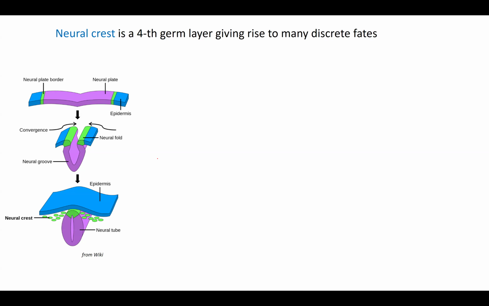Neural crest cells are often called the fourth germ layer, in addition to ectoderm, endoderm, and mesoderm, because they're so multipotent, they give rise to so many discrete fates in an embryo. And this progenitor type is extraordinarily counterintuitive, and typically people don't learn much about it during the university program. So neural crest cells initially are neuroepithelial cells. They originate at the neural plate border, these green bands.